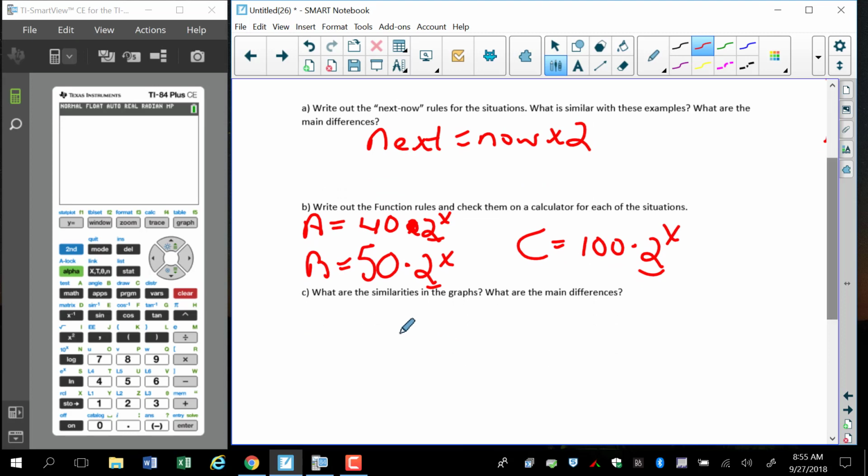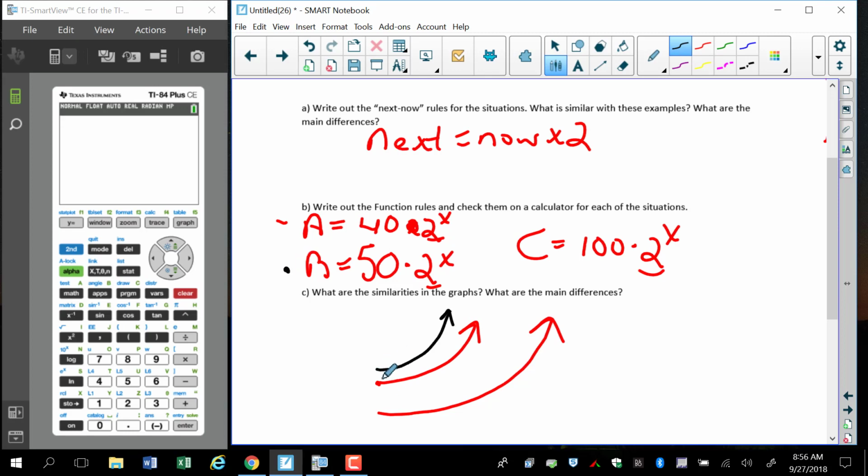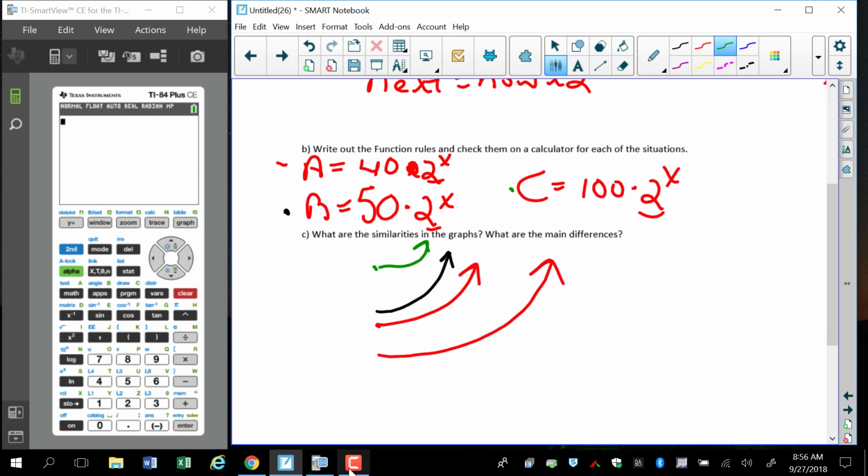So when you graph these, the main similarity is that they're all going to look like that general exponential shape, and they're all going to be 2 to the x and that kind of growth. What's the difference? Well, A, for example, might start here, where B, I'll put that one in black, will start a little bit higher, but it'll have the same curve to it. And C might start way up there. But those are the differences and similarities when you graph these. And hopefully you understand. And if you have any questions, please let me know.